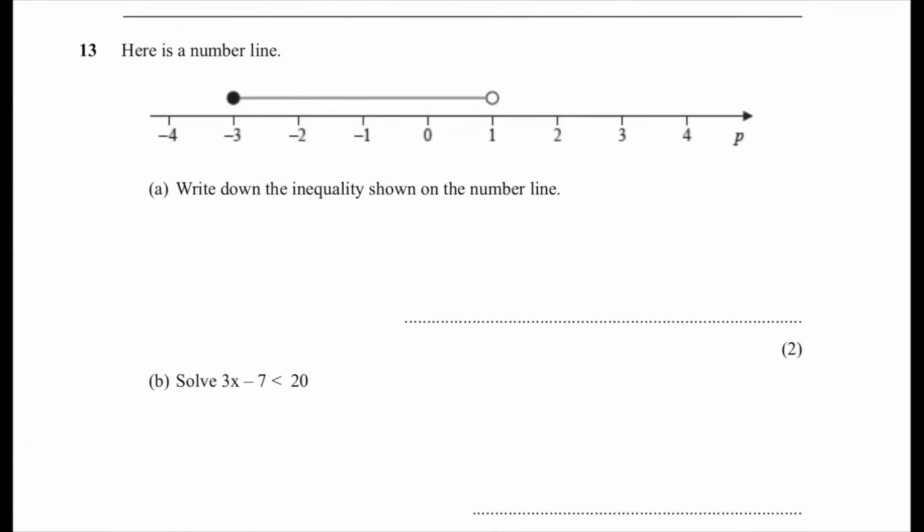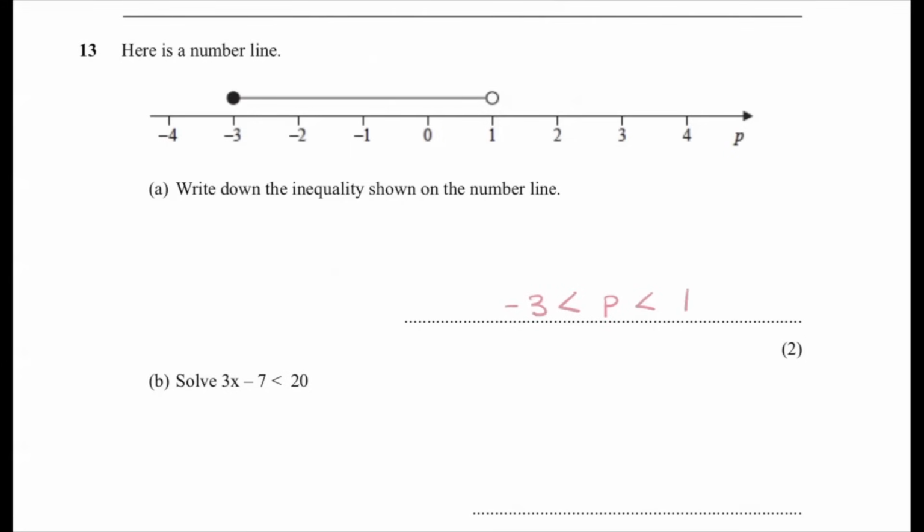Okay, we've got to write down the inequality shown on the number line. The number line is labelled with a P, and I'm going to pop that down first. That goes in the middle. I then have my symbols, and then I have the range, -3 to 1.